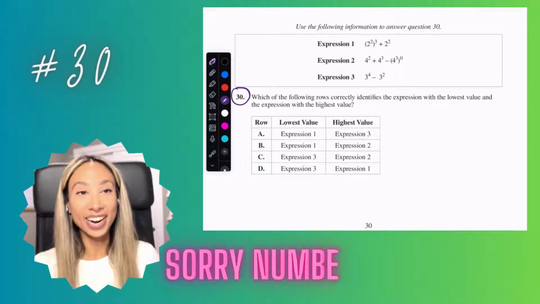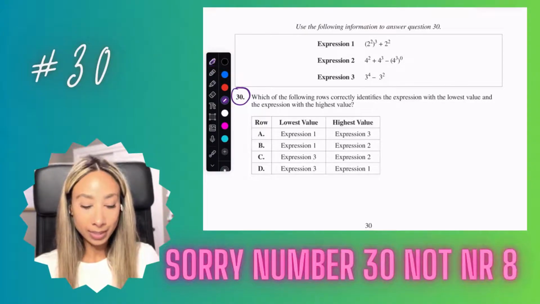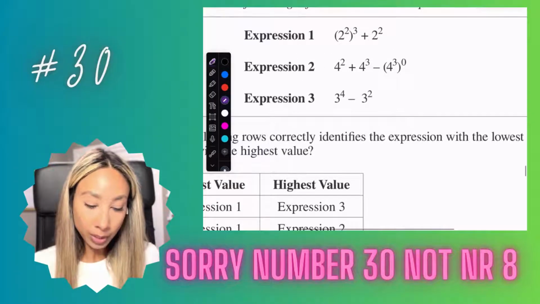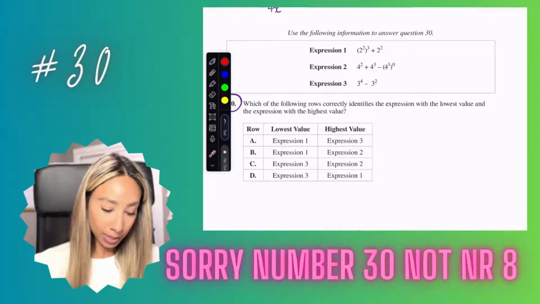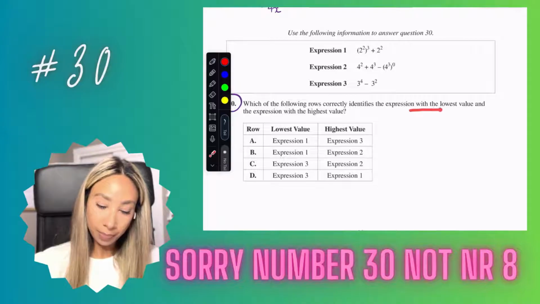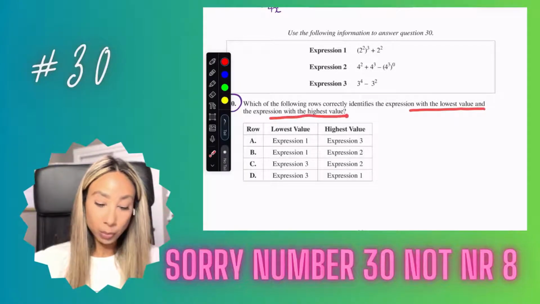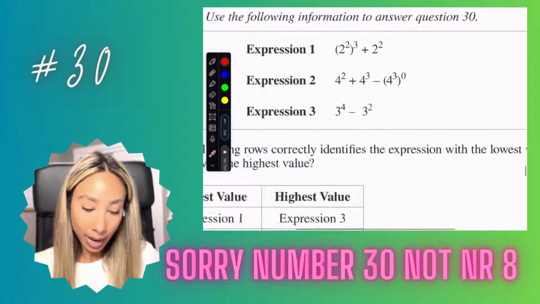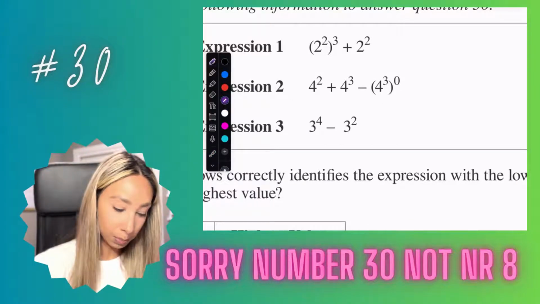Okay, number 30 here. This is again another one that I would say would make a good one to use without a calculator. What we want to do is evaluate the expression and decide which one has the lowest value and which one has the highest value. So let's go ahead and evaluate this. We're going to use our exponent laws.